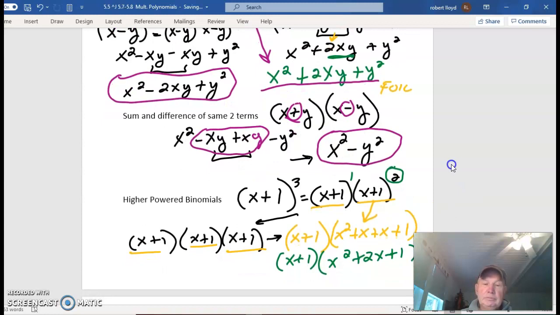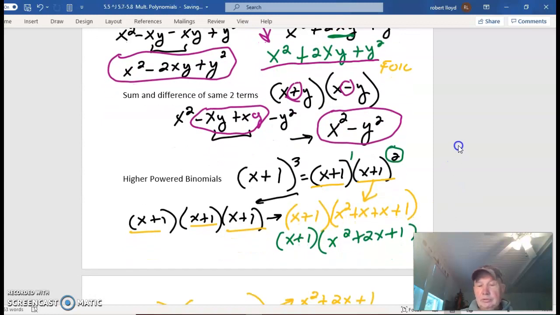Higher powered binomials. So you might have x plus 1 to the third power. So this is basically what it means right here. You have three of them multiplied together. So take two of them first, and you would end up with one more x plus 1 that you would have to multiply by.